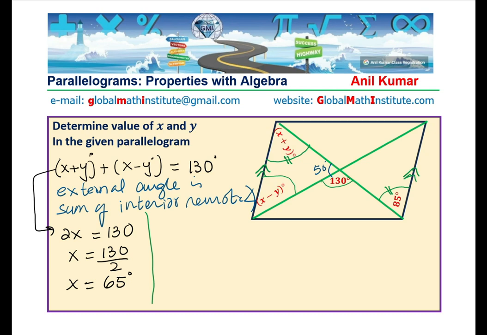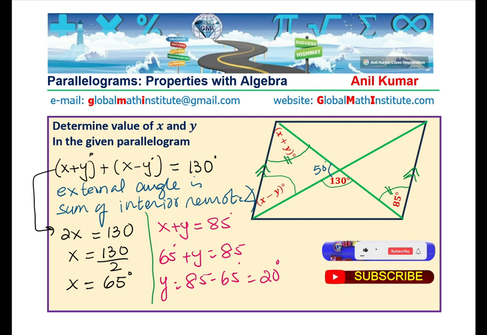And that becomes the transversal line. And so we have x plus y equals 85 degrees, correct? But x is 65, correct? Plus y is 85 degrees. And therefore, y is 85 minus 65 degrees, which is 20 degrees. You get the idea. So we get the value of angle y as 20 degrees.